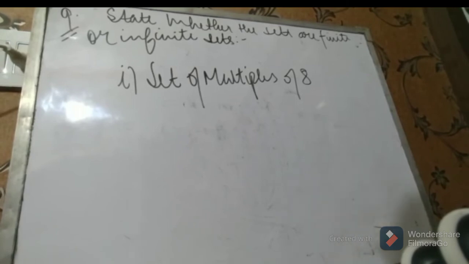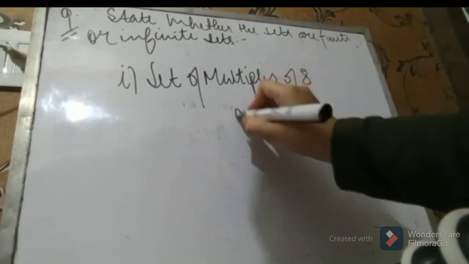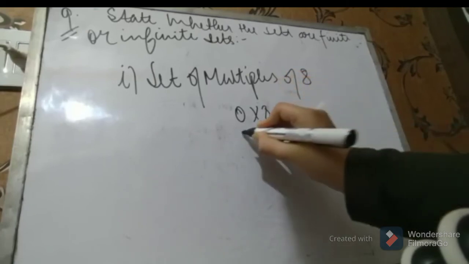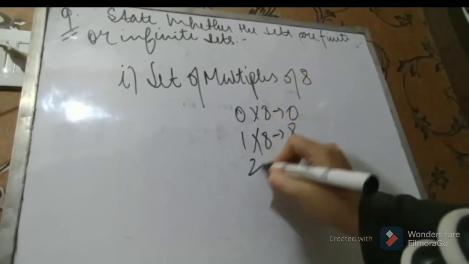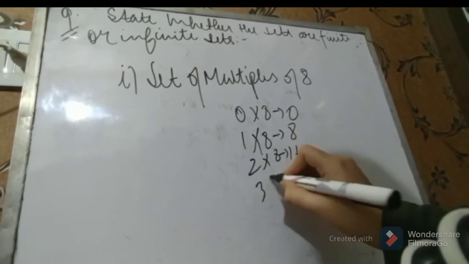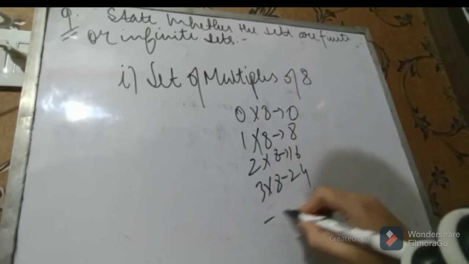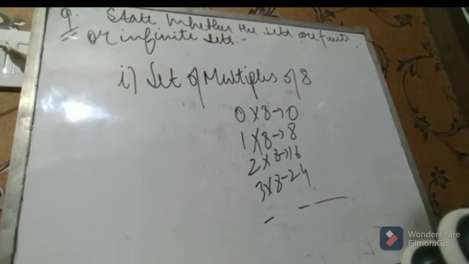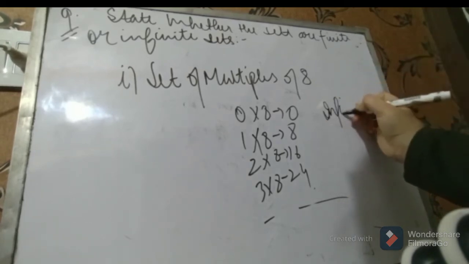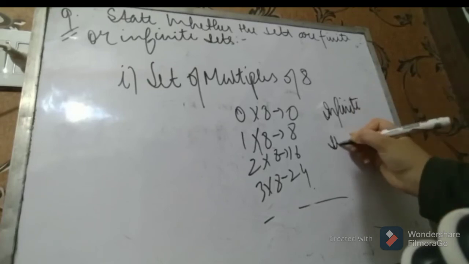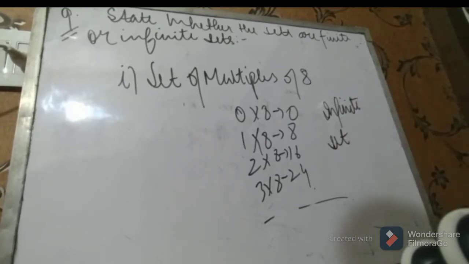Now, if we talk about the set of multiples of 8, what are the multiples of 8? 0 into 8, that is 0. 1 into 8, that is 8. 2 into 8, that is 16. 3 into 8, that is 24, and so on, right? So the multiples of 8 continue to grow as there will be more numbers, and further these multiples are going to grow. So this is an infinite set because the elements are unlimited. Okay, now let's move on to the second example.